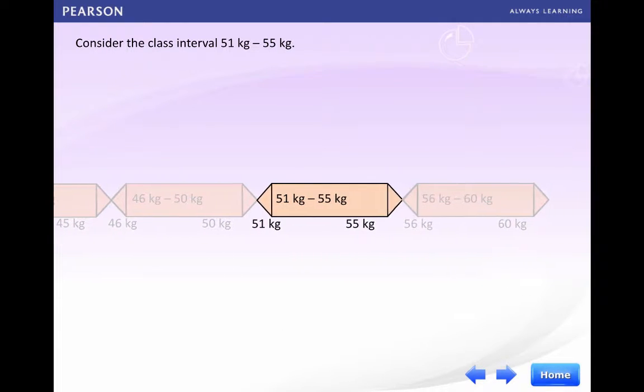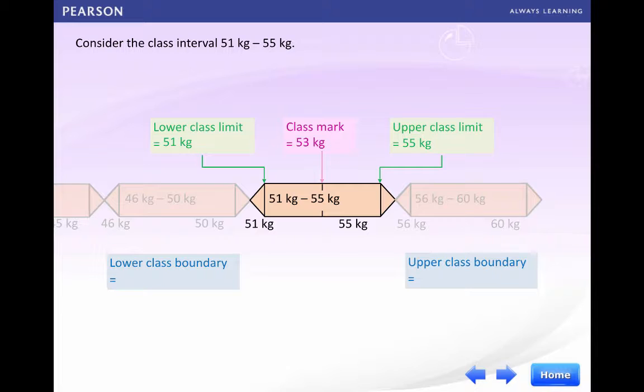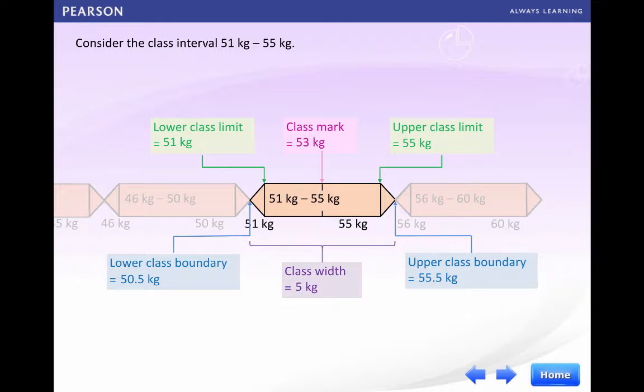So let's consider this interval. In this class interval, the lower class limit is 51 kg and the upper class limit is 55 kg. And the class mark is the middle of it, it will be 53 kg. And we will find the lower class boundary. Lower class boundary is 50.5 kg and the upper class boundary is 55.5 kg. And lastly, the class width is the upper class boundary minus the lower class boundary. It is 5 kg. Remember, for all the numbers here, you should write down the unit.